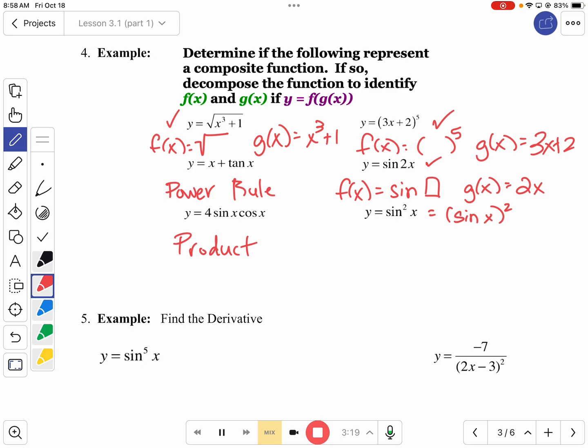It was bad. All right, so that last one actually is a composition. Sine squared is the same thing as sine of x, the whole thing squared. And so now if we think about it, the outside function would be something squared, the inside would be sine of x. That one's tricky, okay? So everything on that right-hand side is a composition. So let's practice, all right?